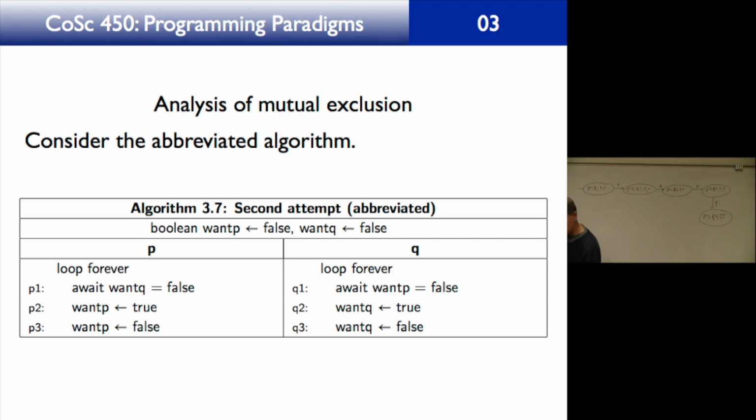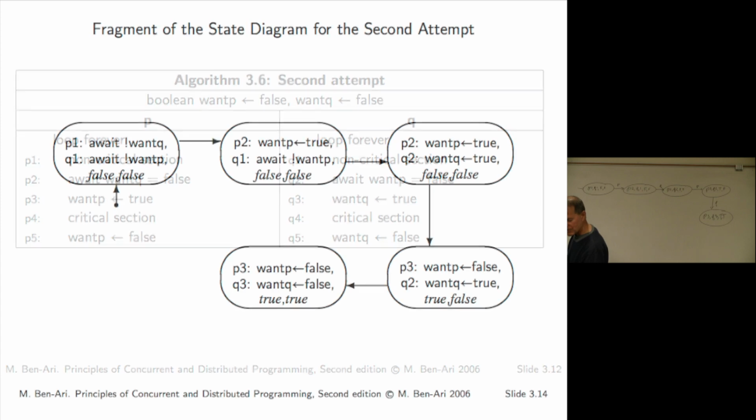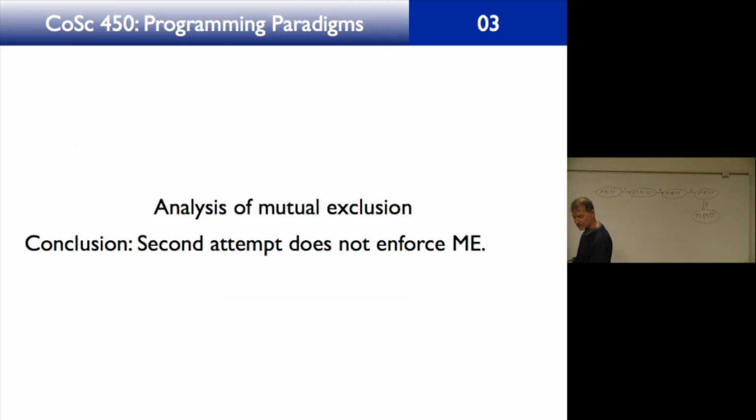Is everybody with me on this? Look, in this figure, it's P4, Q4. Sorry, it's P5, Q5, because those are the statements that are about to execute. So therefore, they are in their critical sections. Is everybody clear on that? So what's the problem with this second attempt? Oh, here it is. Here's the same thing that we did: fragment of the state diagram for the second attempt. And so our analysis of mutual exclusion conclusion: the second attempt does not enforce mutual exclusion.